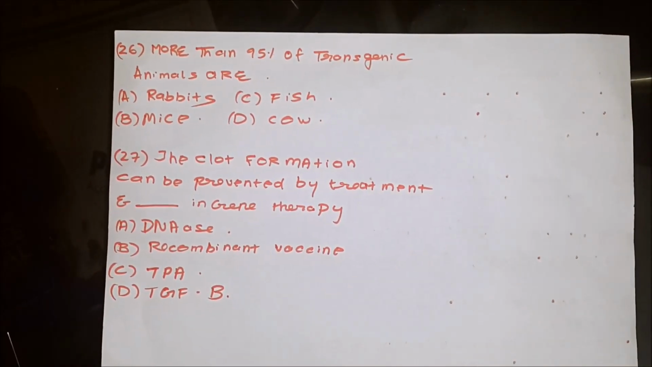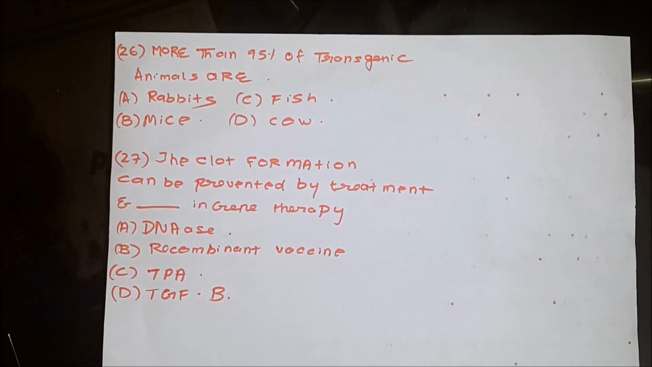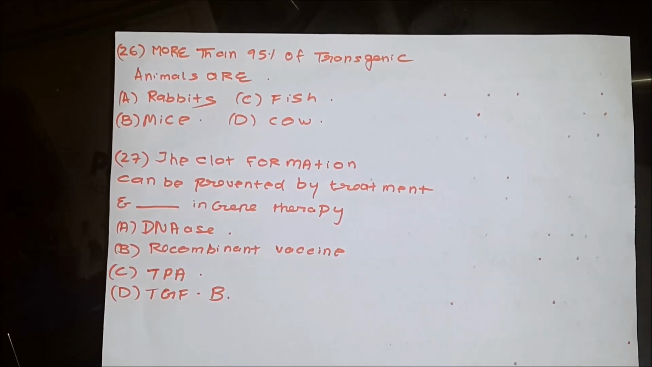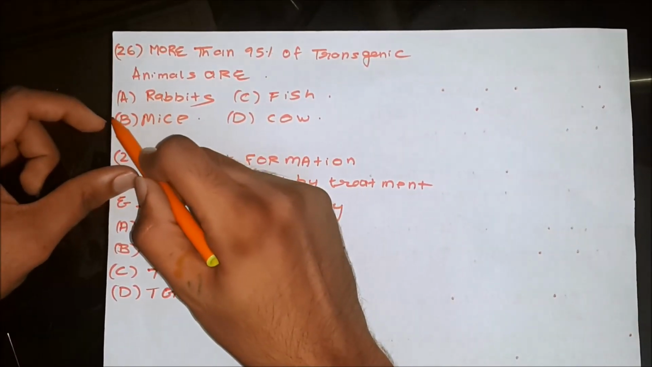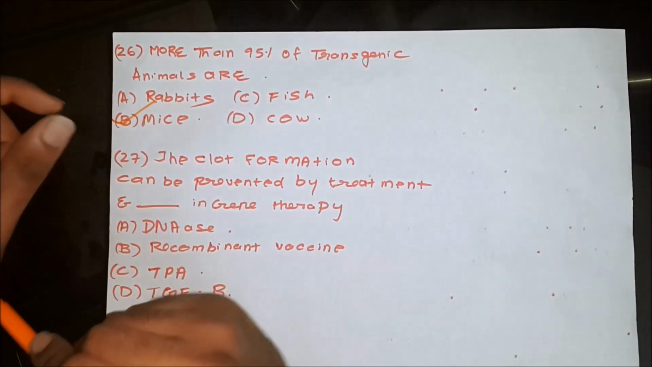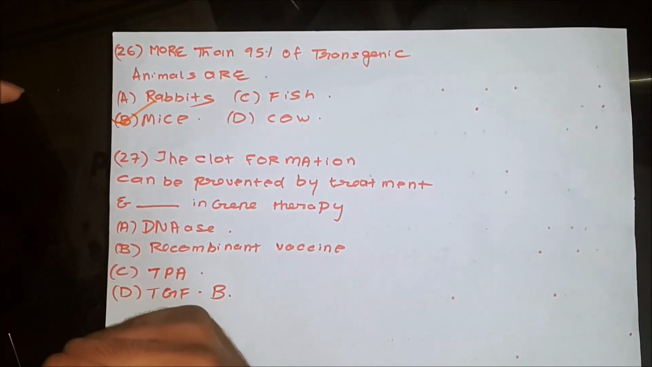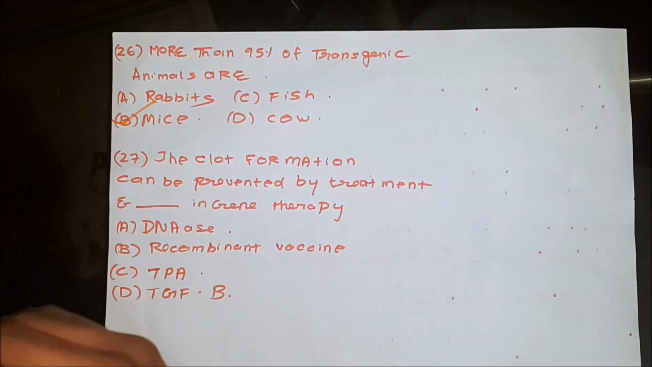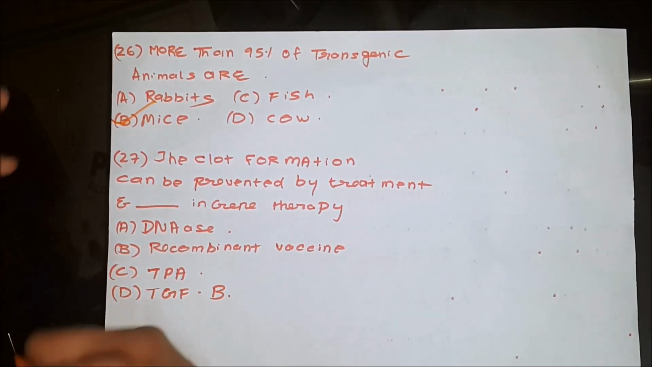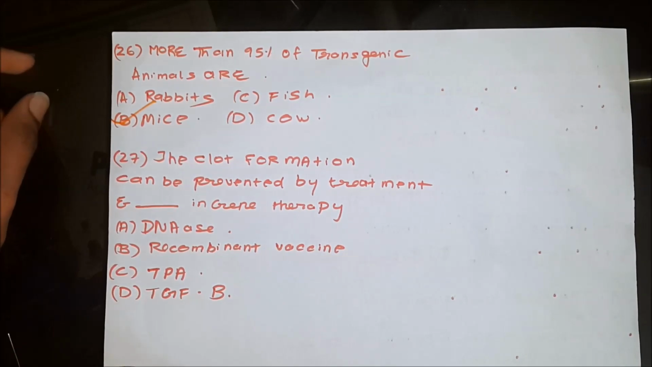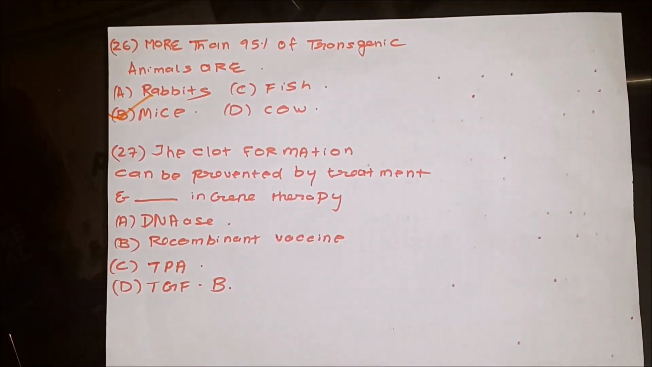More than 95% of transgenic animals are, options are A. rabbits, B. mice, C. fish and D. cow. The answer is B, mice, because we share more than 95%, almost 97%, close to 97% is almost similar to that of the mice, the gene sequencing and everything. So the answer would be B, that's mice. Let's move on to the next MCQ.